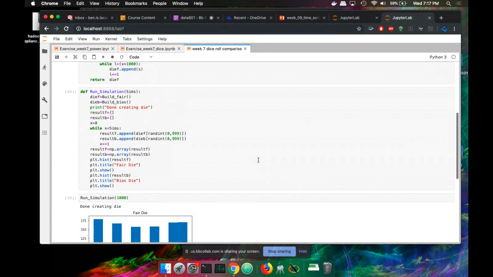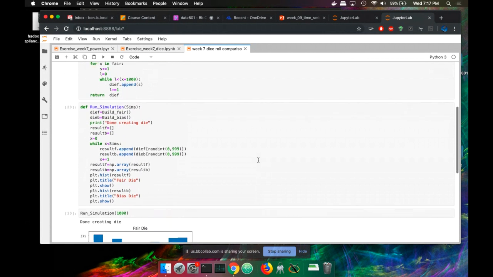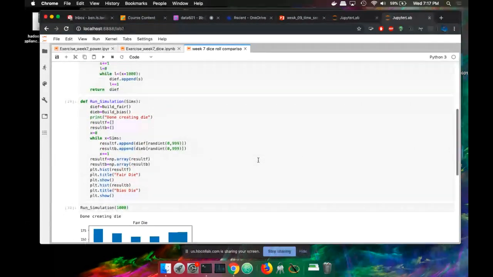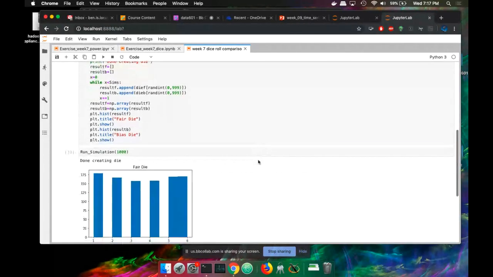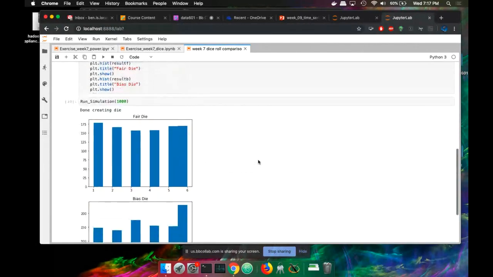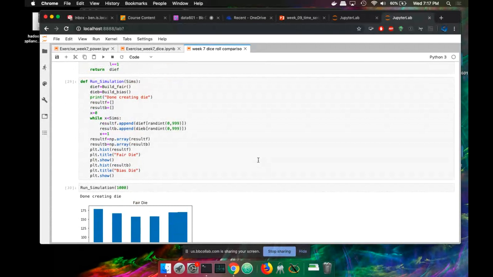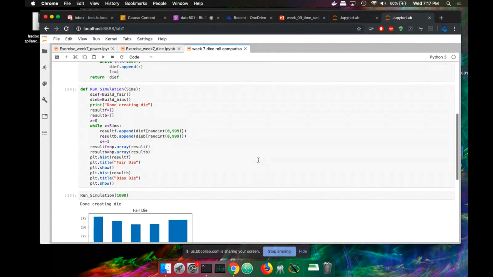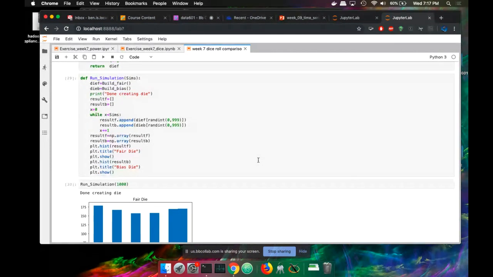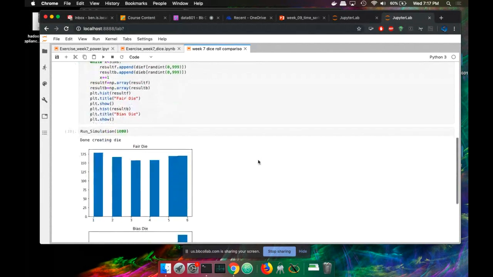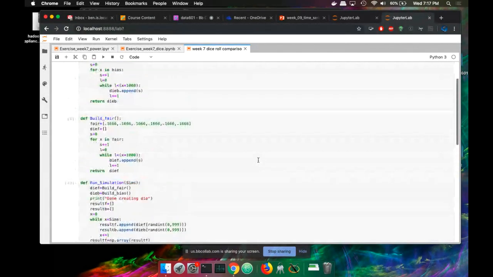Question. I'll ask for questions first, then I'll give my physics interpretation of what's going on. Tell us about where you're entering the amount of time you're running the loop for. Yes, and that's a different process than creating the die. That's just saying how many times it chooses from the two given arrays, and then plots those results.